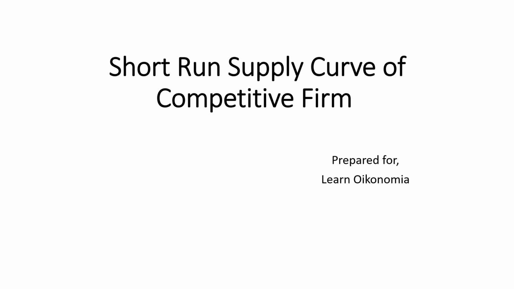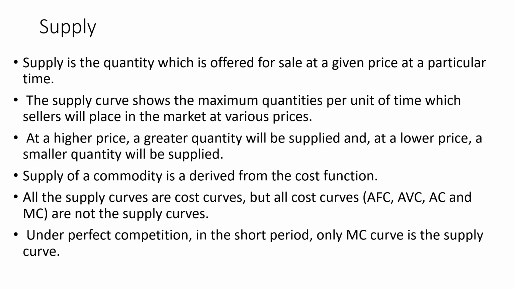In this video, we'll be discussing the short-term supply curve of a commodity firm. We know that supply is a quantity which is offered for sale at a given price at a particular period of time. Now, the supply curve actually shows the maximum quantities per unit of time which sellers will place in the market at various prices. We know that at a higher price there would be a greater quantity supplied in the market, and at a lower price less quantity would be supplied in the market.